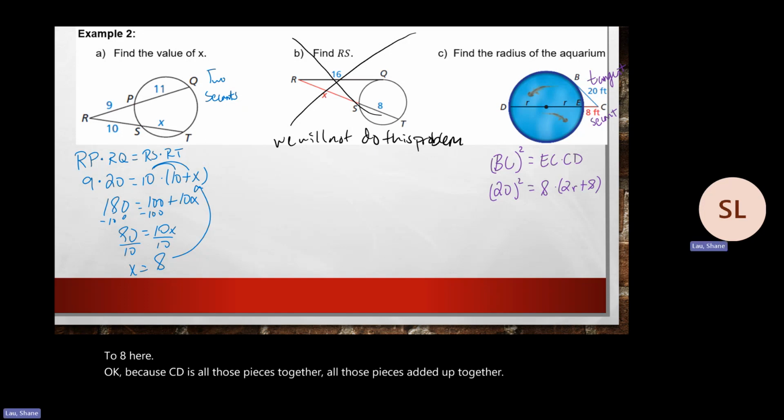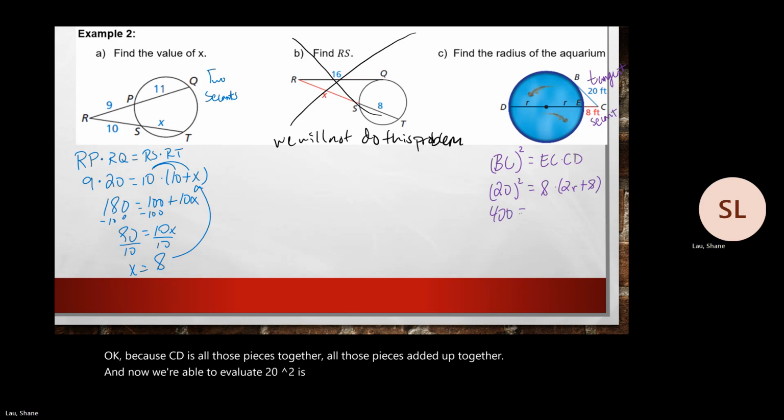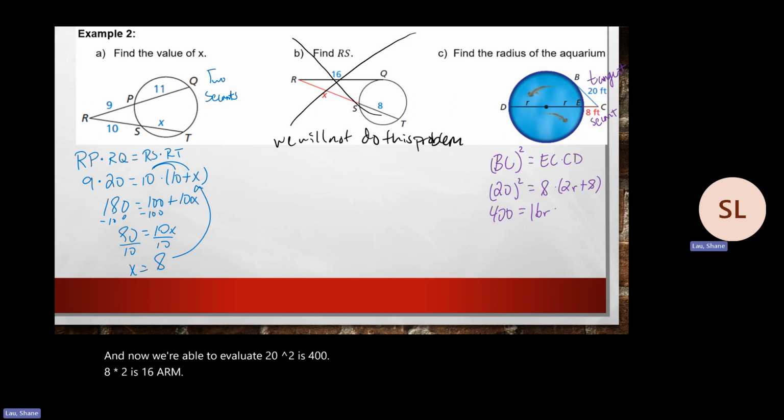And now we're able to evaluate. 20 squared is 400. 8 times 2 is 16R. 8 times 8 is 64. And we will just solve as normal. So 336 equals 16R. Divide the 16 out by 16. We get R is equal to the value of 21 there.